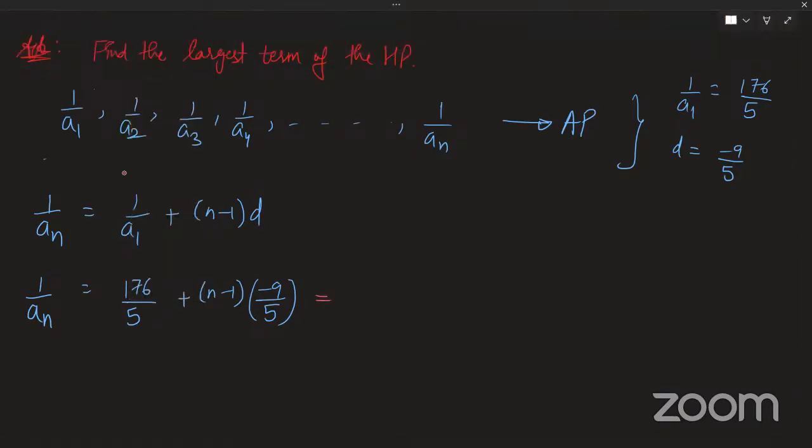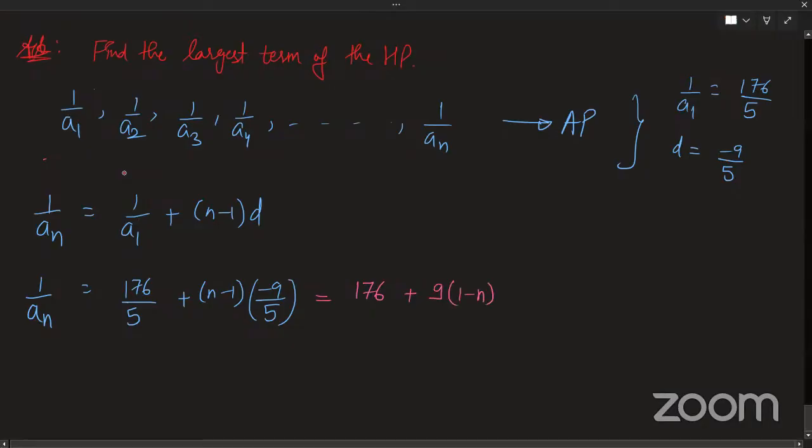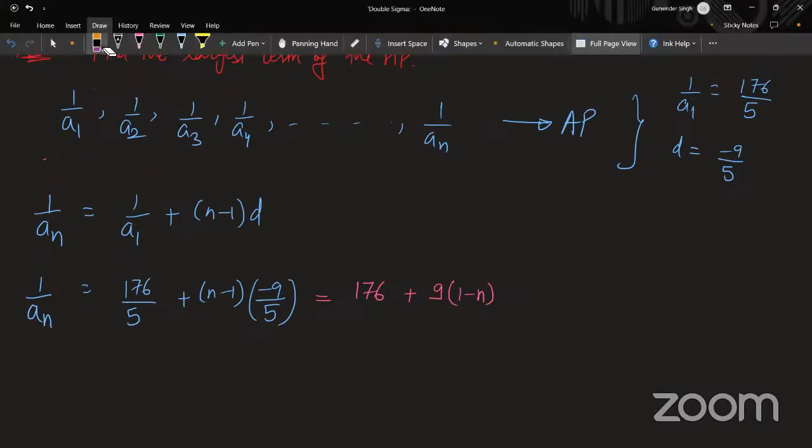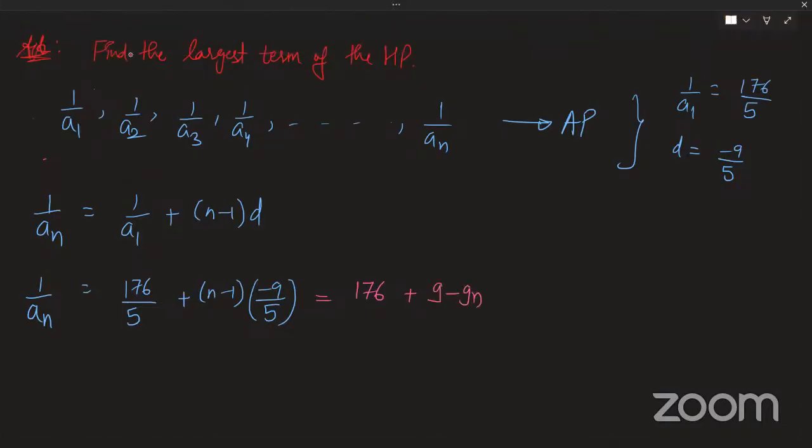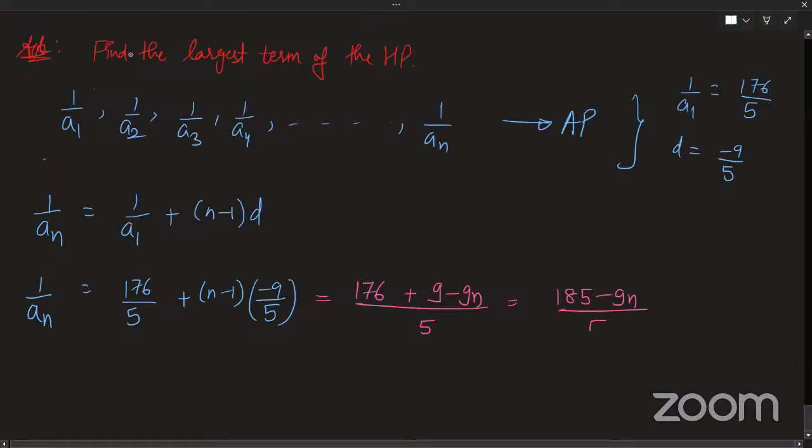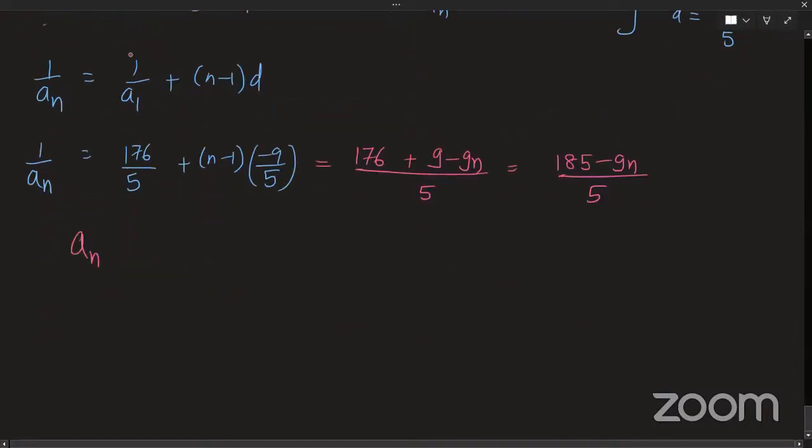So we would need to substitute a little bit. So it is 176 plus 9 into 1 minus n. So plus 9 minus 9n, right? Plus 9 minus 9n. Just a little bit of calculation. Whole divided by 5. So it is equal to 185 minus 9n whole divided by 5. So the nth term of my HP is 5 by 185 minus 9n.